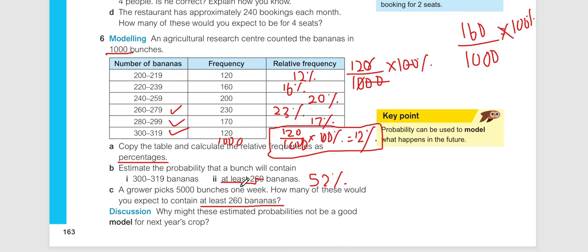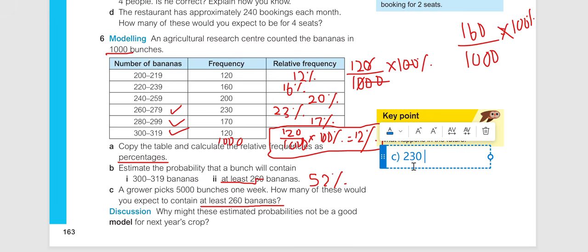Right, now for this one, with at least 260 bananas, we already found it's going to be 52%. How did we find it? We are going to add these three. Yes. Right, so I'll just write it here for C. You can just add 230 plus 170 plus 120. How much is it equal to? 520.